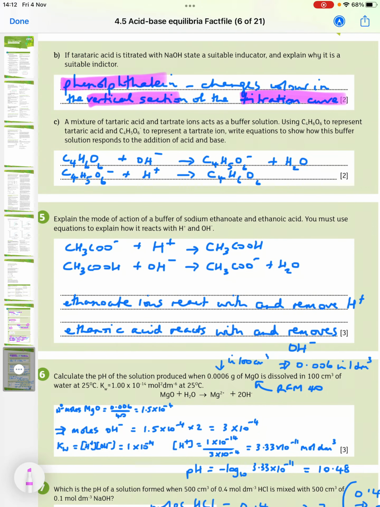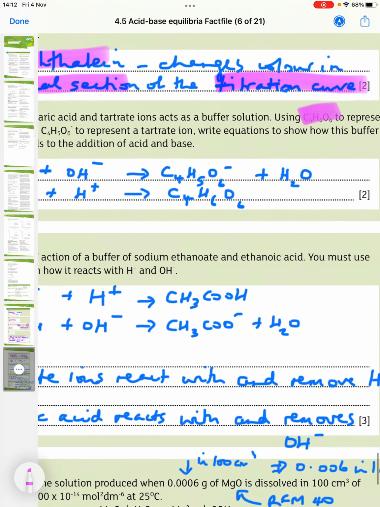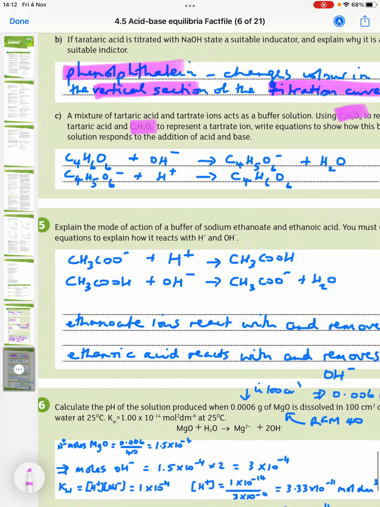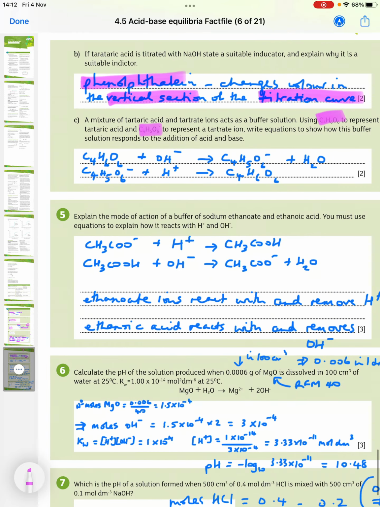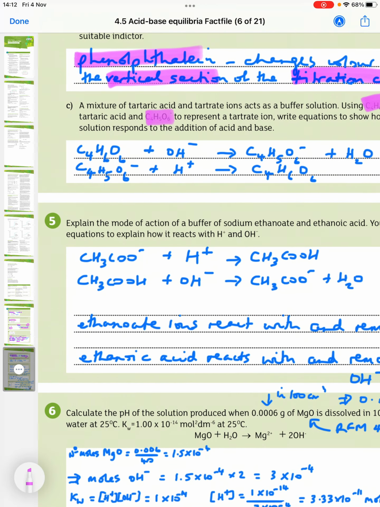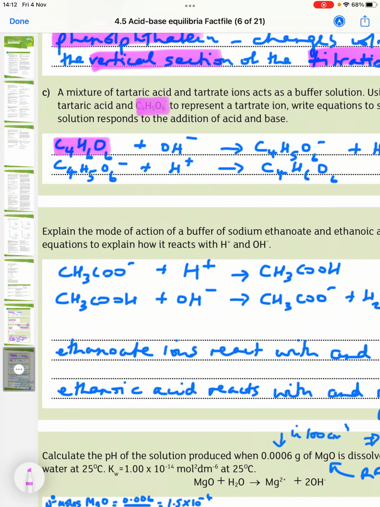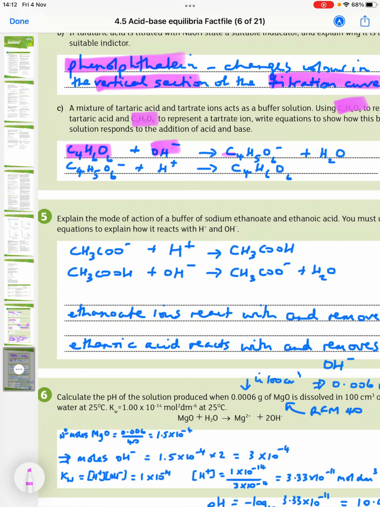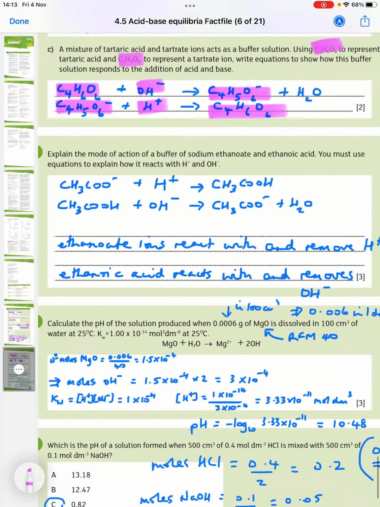C, then, a mixture of tartaric acid and tartrate ions act as a buffer solution using C4H6O6 to represent tartaric acid and C4H5O6- to represent the tartrate ion. Write equations to show how this buffer solution responds to the addition of acid and base. So here we have the tartaric acid adding the base to it, the OH-, and that's giving us the tartrate ion, the C4H5O6-, and water. And then we've got the tartrate ion here plus the hydrogen ion giving us tartaric acid.